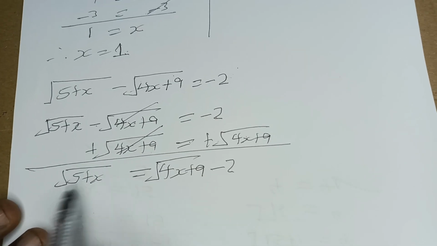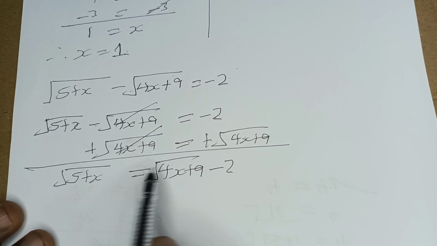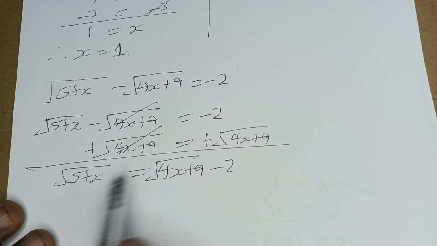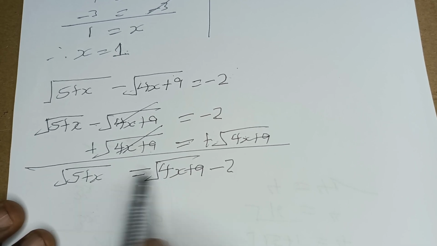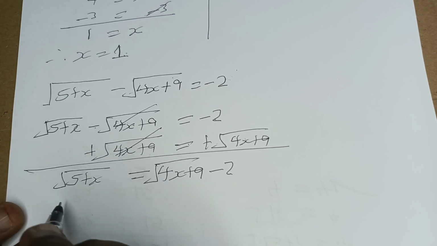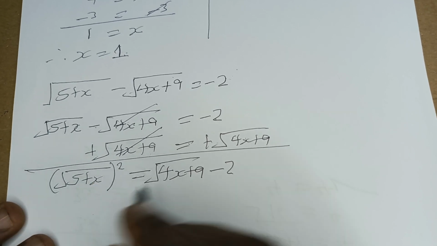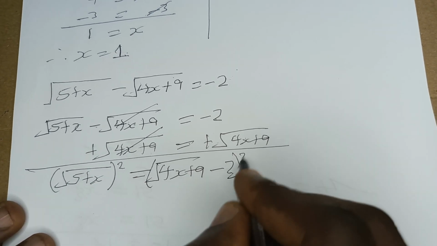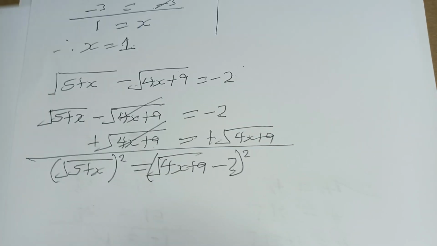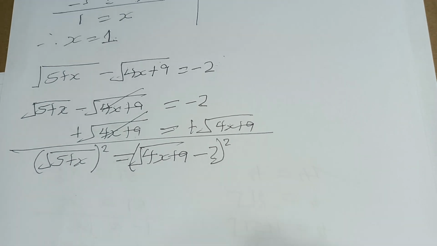Getting this equation now, we are free to find the square of both sides. So how do we do that now? We have to find the square of both sides, so we put the square again. Squaring both sides, what do we get from there? What we get is this.